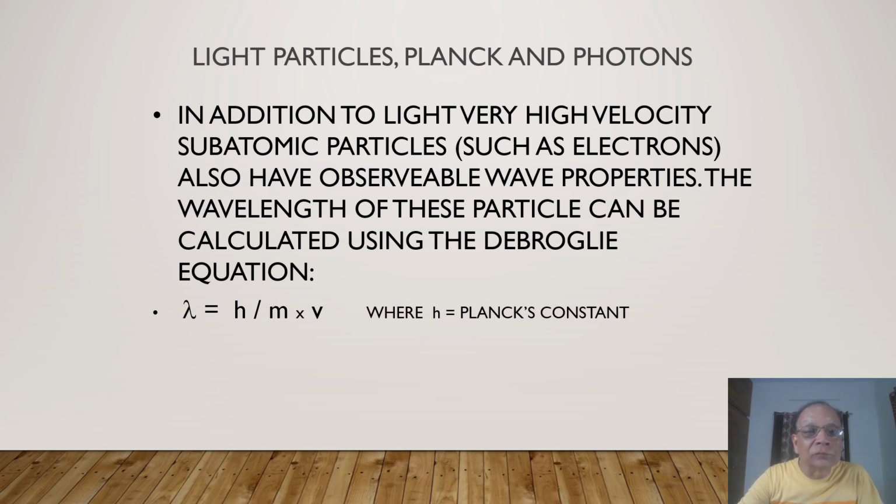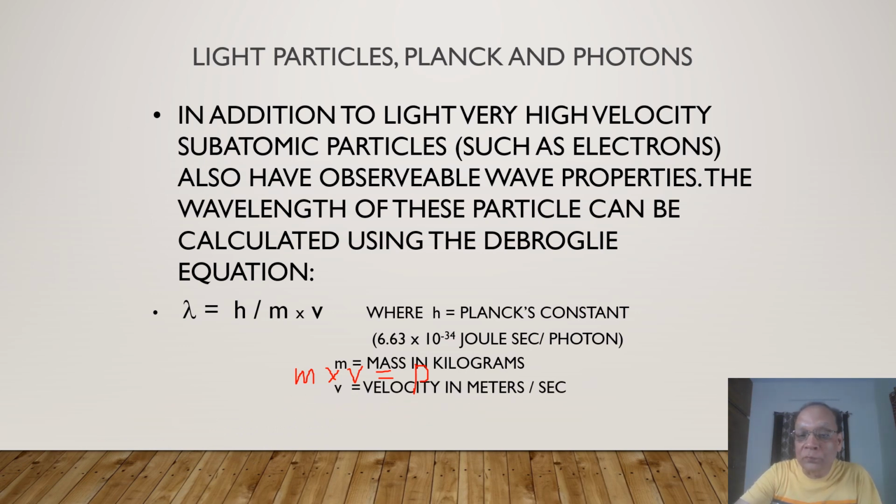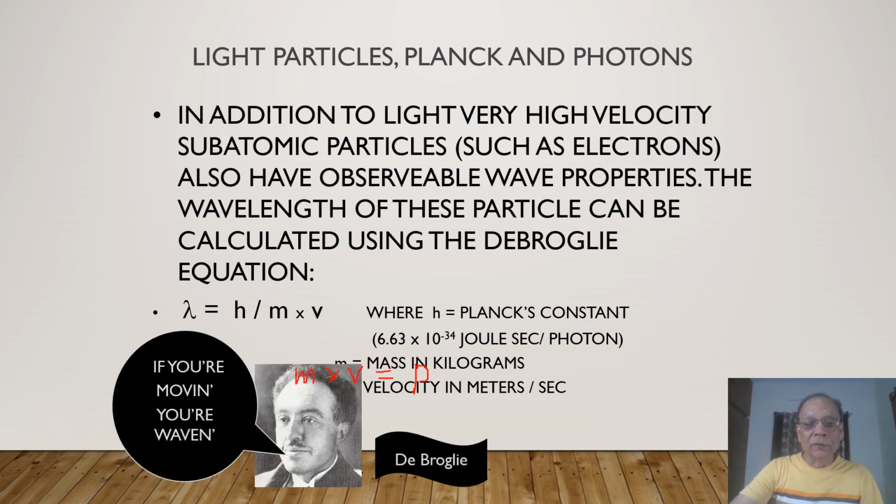So you can see that the wave nature here and the mass here are both interrelated. According to de Broglie's equation, lambda equals h by p, where mv is equal to p, mass into velocity is p, which is momentum. Here h, Planck's constant, is 6.63 or 6.6 into 10 to the power minus 34 joule second per photon. m is in kilograms, v, the velocity of the particle, is in meters per second. And this is de Broglie, and aptly said, if you are moving, you are waving.